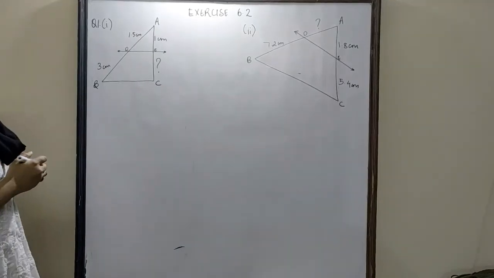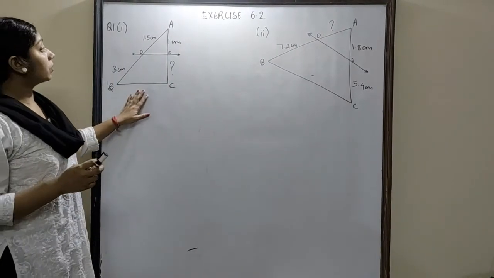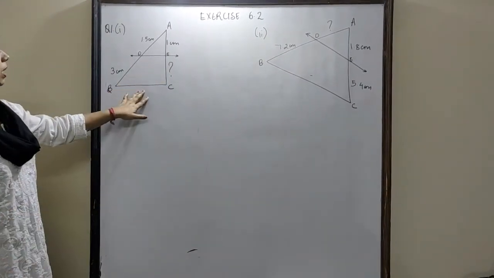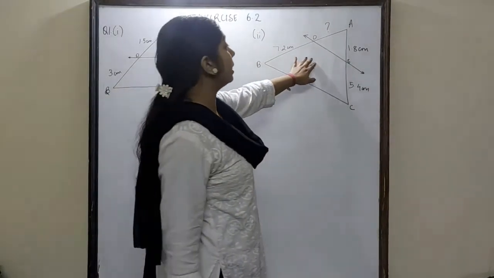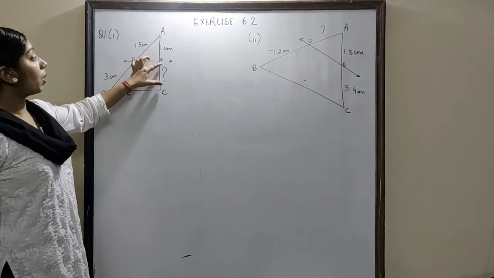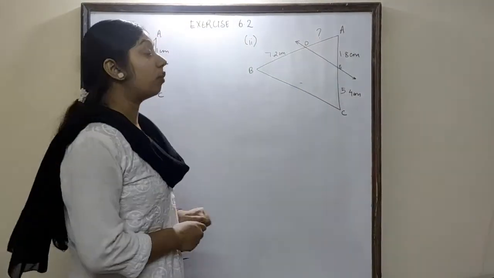Now, we are going to move to question number 1 of exercise 6.2. The first one, both the triangles are ABC. The line DE is parallel to BC. Over here also the line DE is parallel to BC. Now, in the first one they are asking about EC, and in this second figure they are asking about the length of AD.